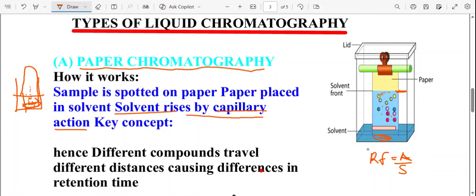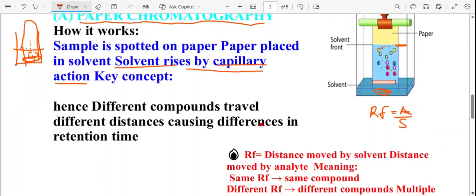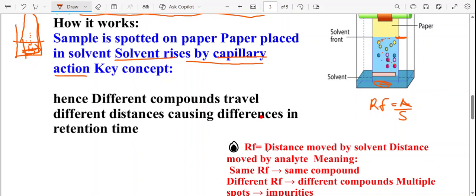Once you find that retention factor, if the retention factor is higher, what will be the interpretation? I said the retention factor is the distance moved by the analyte over the distance moved by the solvent. The analytes are these particles.